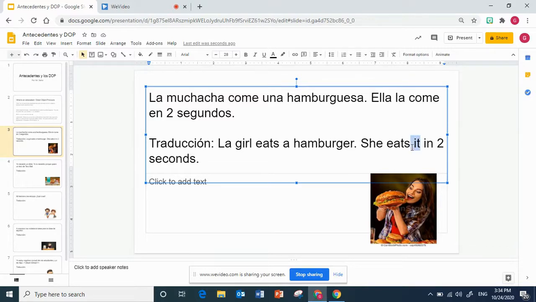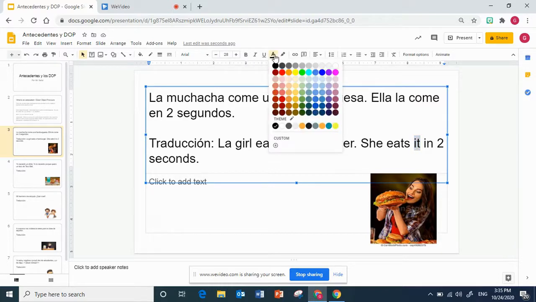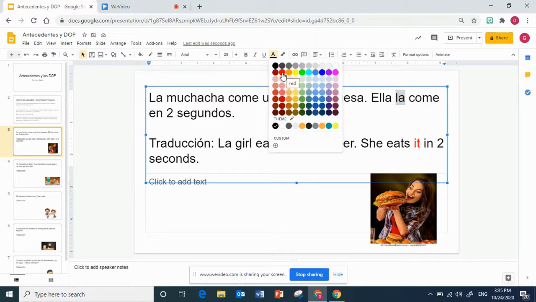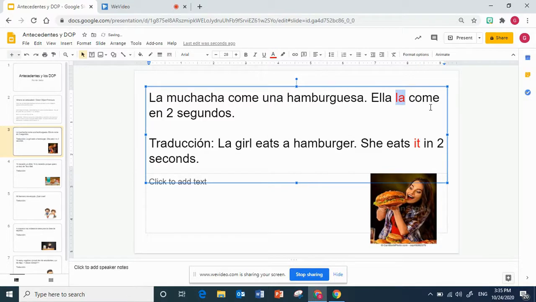The first thing you're going to do with this assignment is highlight or change the color of the word for it, him, her, it, them, us. That's not in that order. Me, you, him, her, it, us, and them. So this sentence uses the word it. I highlight the word it. Go back into the previous sentence and highlight the word for it, me, you, him, her, it, us, or them in the sentence. So in this case, la comes before a verb, so we know it means it.